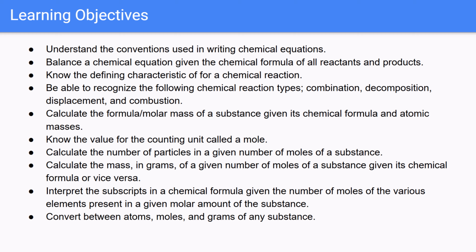We should also be able to calculate the formula or molar mass of a substance, given its chemical formula and atomic mass. Be able to know the value for the counting unit, which is called a mole. Calculate the number of particles, given the moles of a substance, and mass in grams. Interpret subscripts of a chemical formula, given the number of moles of various elements given in the molar mass of a substance, and convert between atoms, moles, and grams of any substance.